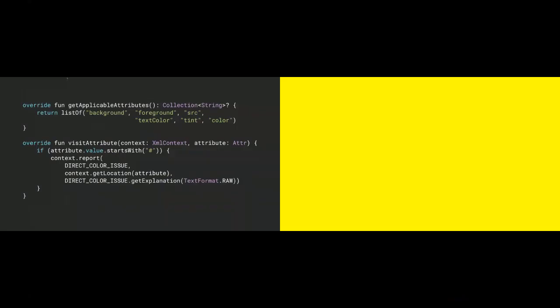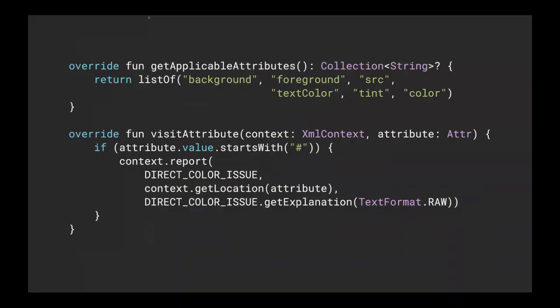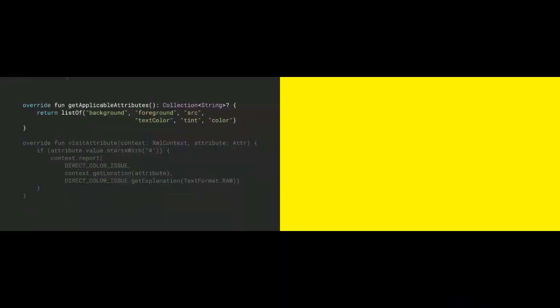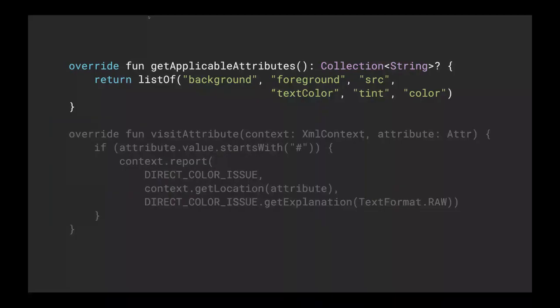So instead of doing visit element, here we need to do visit attributes. This is because now we are not interested in the content of the element, but in the content of the attribute. Think about a view, where the attributes are background and foreground. So here you can use get applicable attributes just to return a list of attributes that you're interested in. So background, foreground, source, whatever, everything that you're going to put a color inside. And then you can override another callback, which is visit attribute. And then here you have a chance to look inside the attribute value. And it's pretty easy.